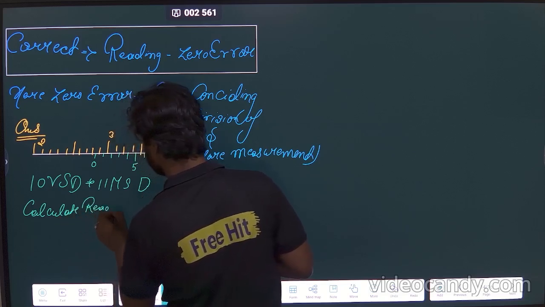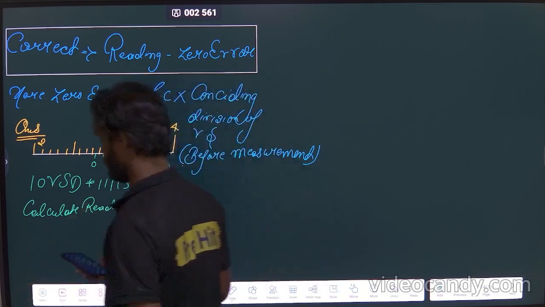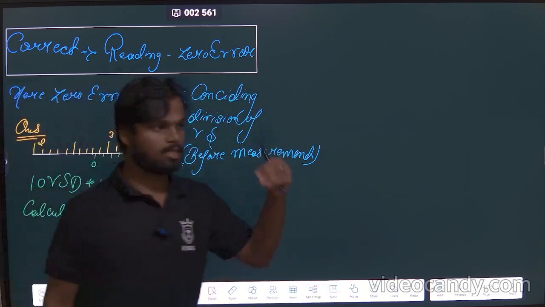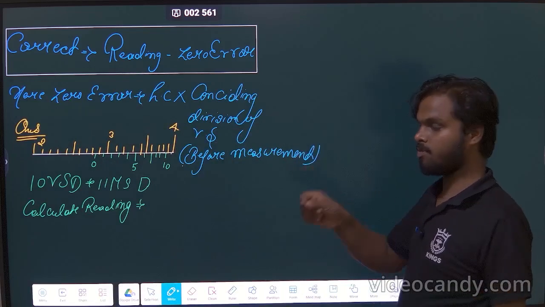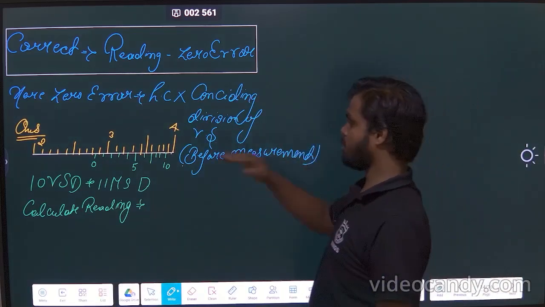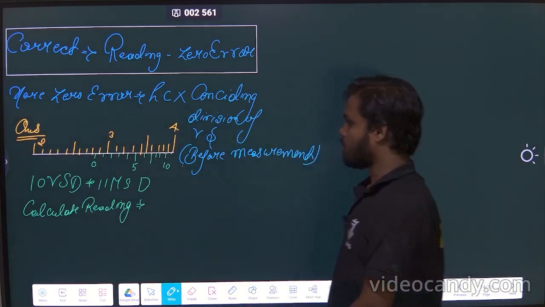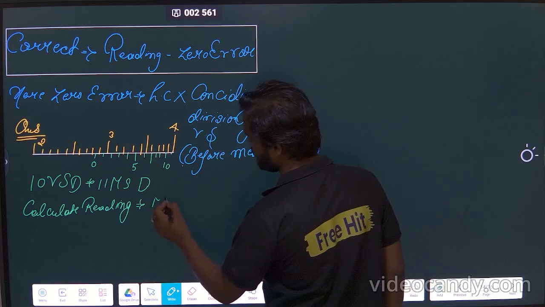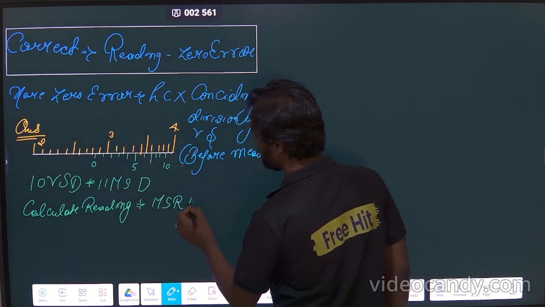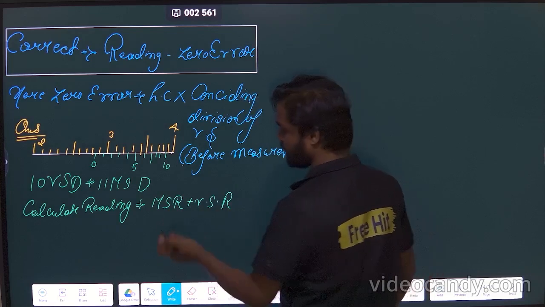First of all, there is no zero error because it is the initial condition. Whenever the question is based on zero error, it will say that before the measurement, this must be mentioned, or it must be mentioned that there is zero error. So if nothing is mentioned here, you consider there is no zero error. So you have to calculate the reading. First, what is the formula for reading? That is main scale reading plus vernier scale reading.